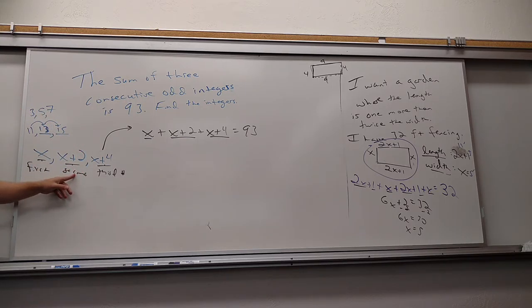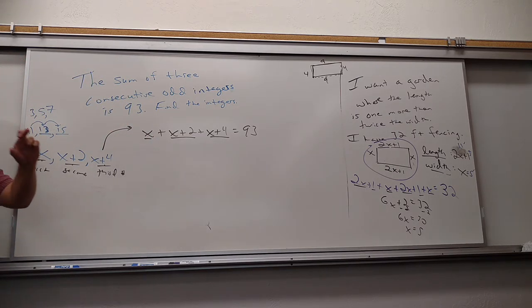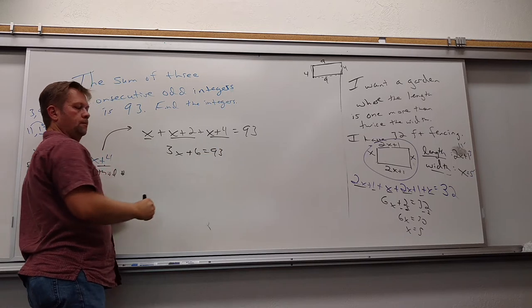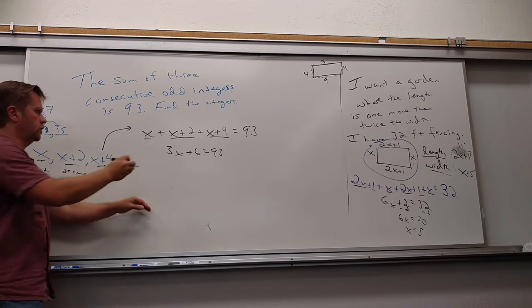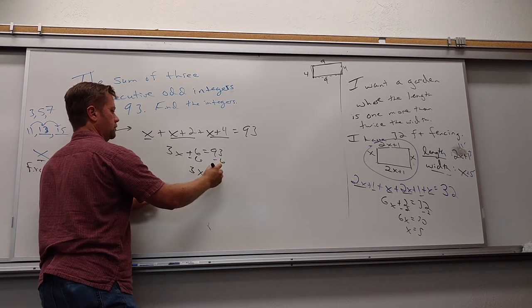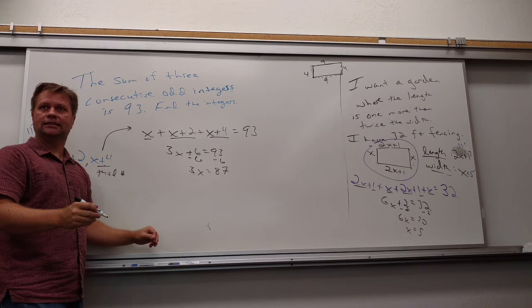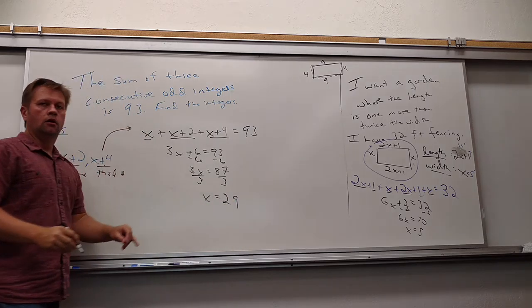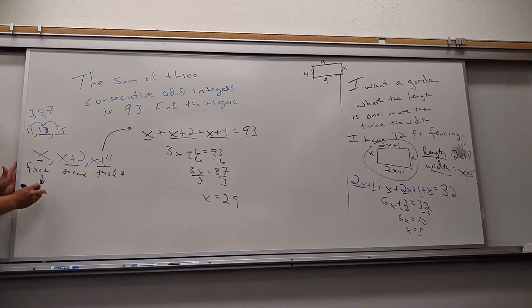And then what are those players supposed to do together? Add to make 93, and now it should be the easy step. So what do you get? X, X, X, 2 and 4. Subtract 6. 3X equals 87, divided by 3. X is 29. So what are your answers then? First number is 29. Second number is 31.